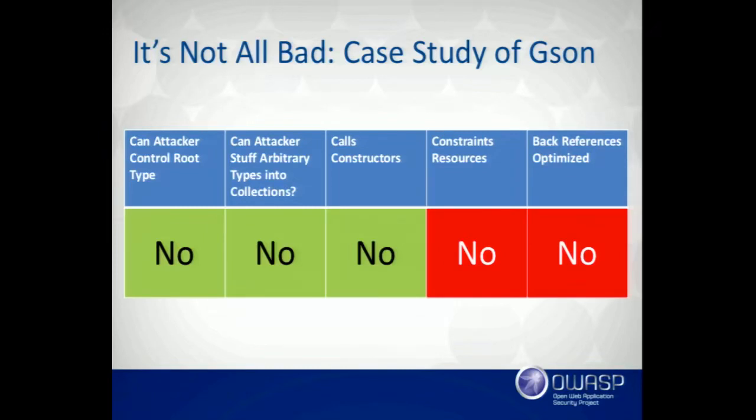This is Google's JSON library, and you can see that it's really not super dangerous to use. The attacker can't control the root type. The attacker can't stuff arbitrary types into collections. It doesn't call constructors, so the amount of side effects you can produce is almost none. It still doesn't try to constrain references. It doesn't handle back references very well. So it's easy to perform DOS attacks against libraries like this. But at least you can't get people to allow remote code execution. So not every library turns up like garbage when you look at it closely.